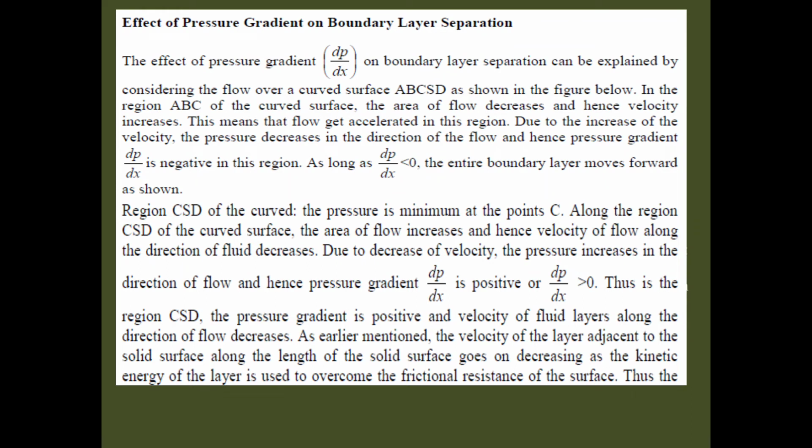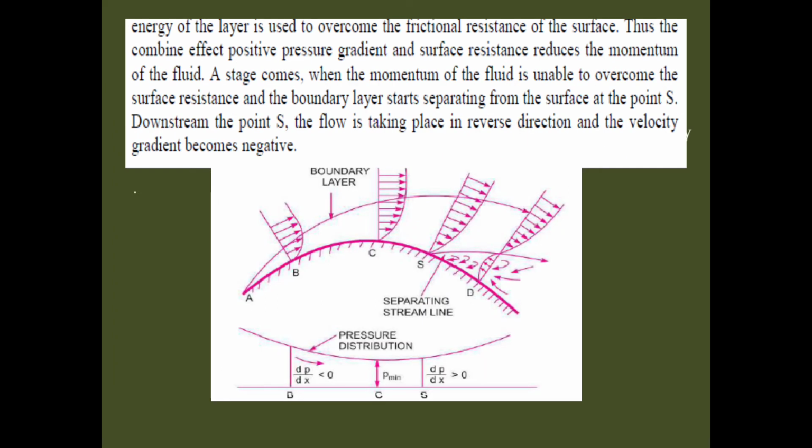and the velocity of the fluid layer along the direction of flow decreases. As earlier mentioned, the velocity of the layer adjacent to the solid surface along the length of the solid surface goes on decreasing as the kinetic energy of the layer is used to overcome the frictional resistance of the surface. Thus, the combined effect of positive pressure gradient and surface resistance reduces the momentum of the fluid. A stage comes when the momentum of the fluid is unable to overcome the surface resistance and the boundary layer separates from the surface at the point S. Downstream of the point S, the flow takes place in the reverse direction and the velocity gradient becomes negative.